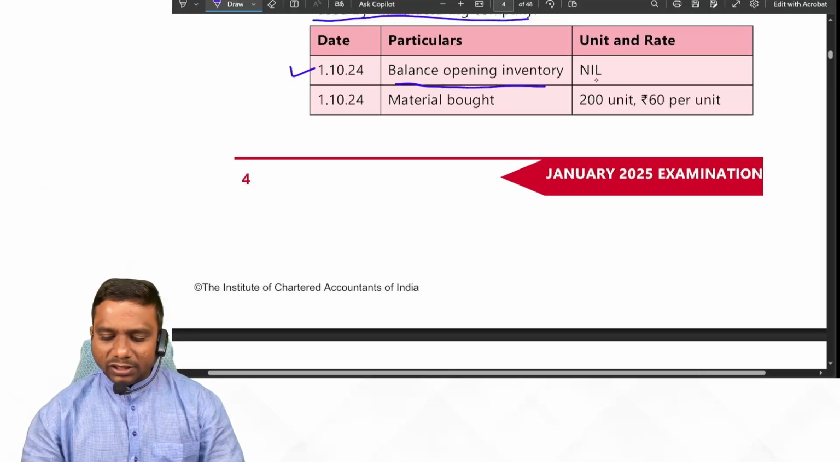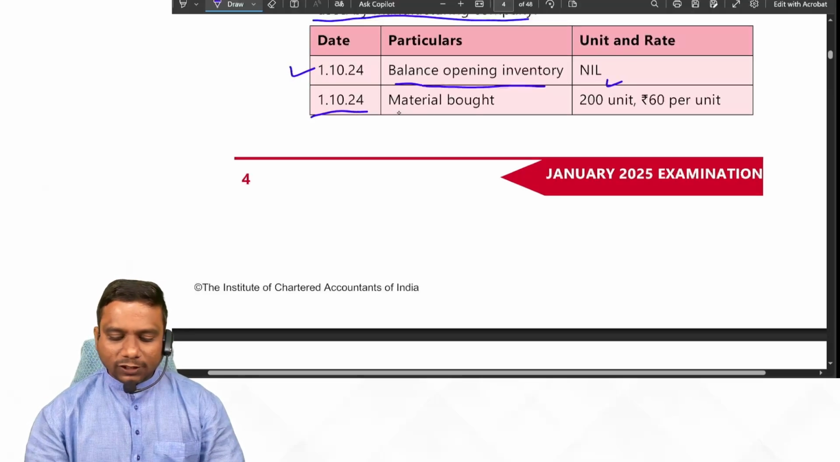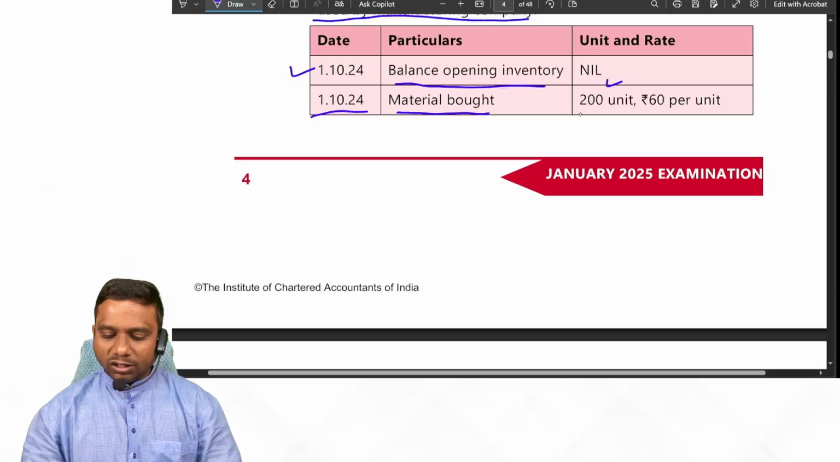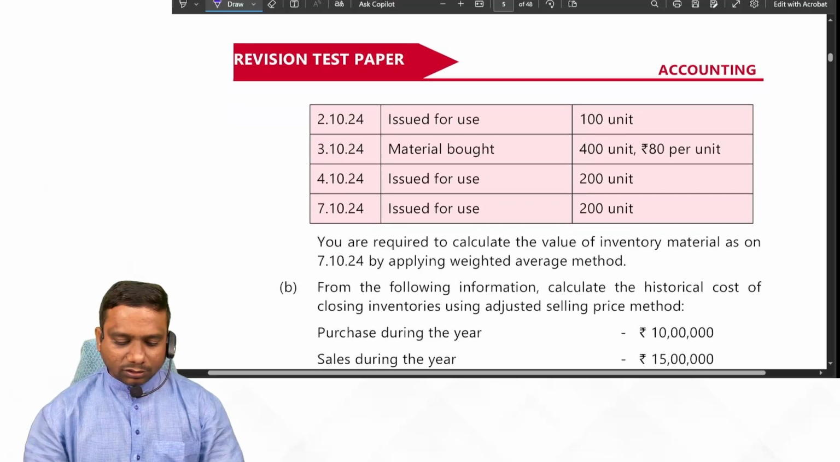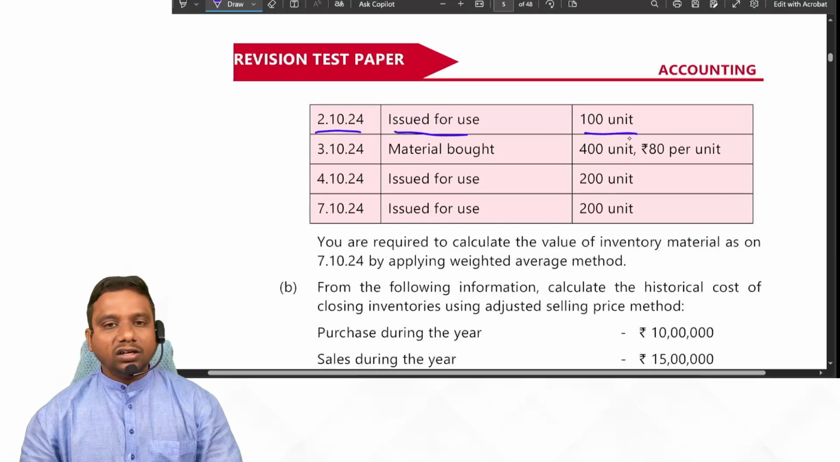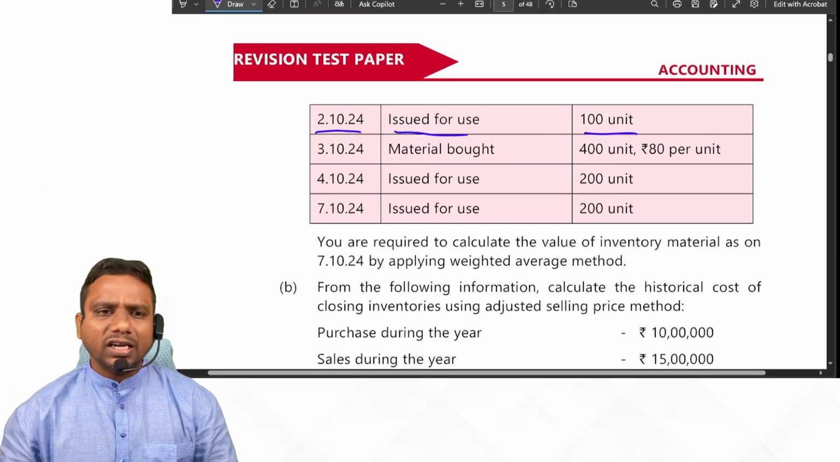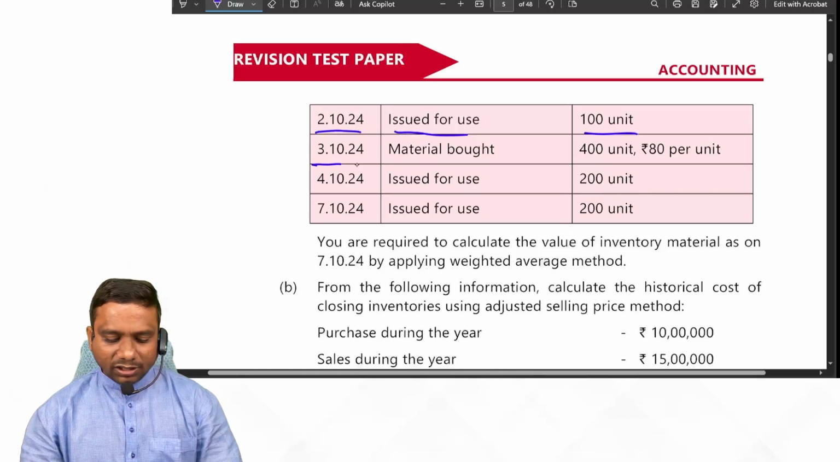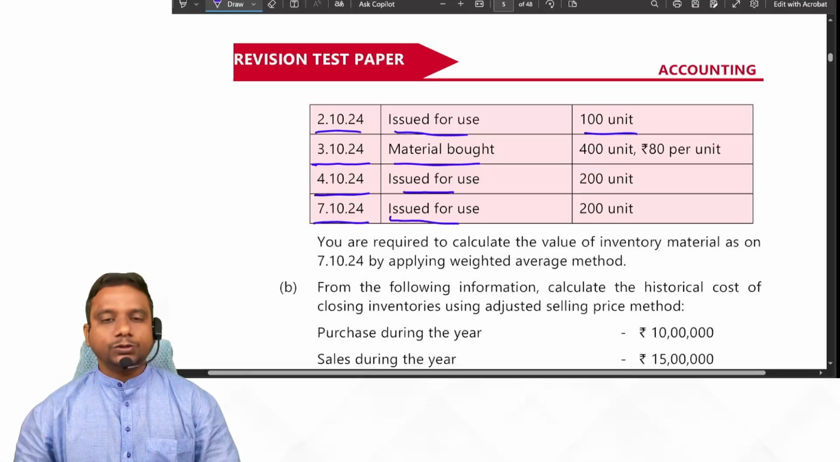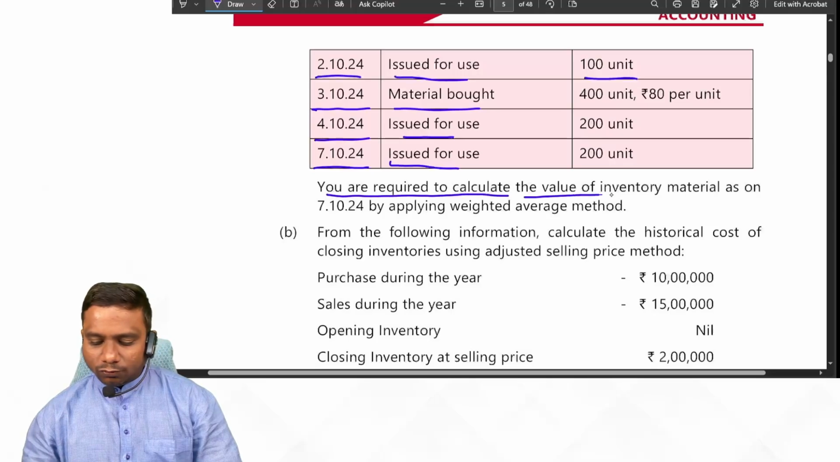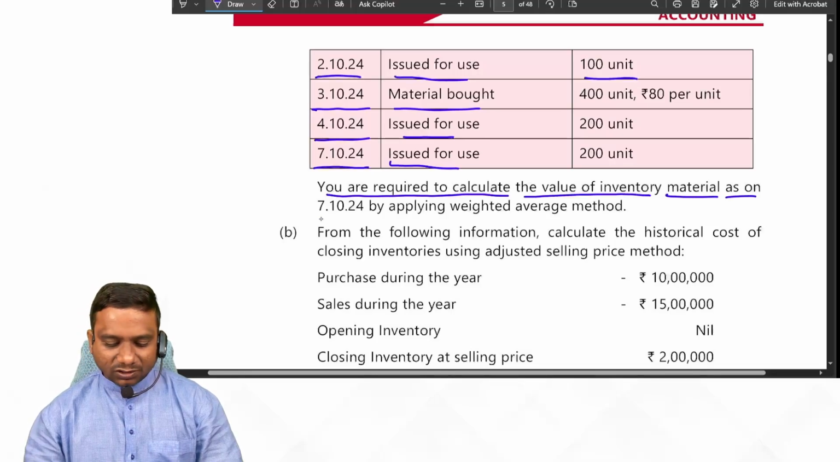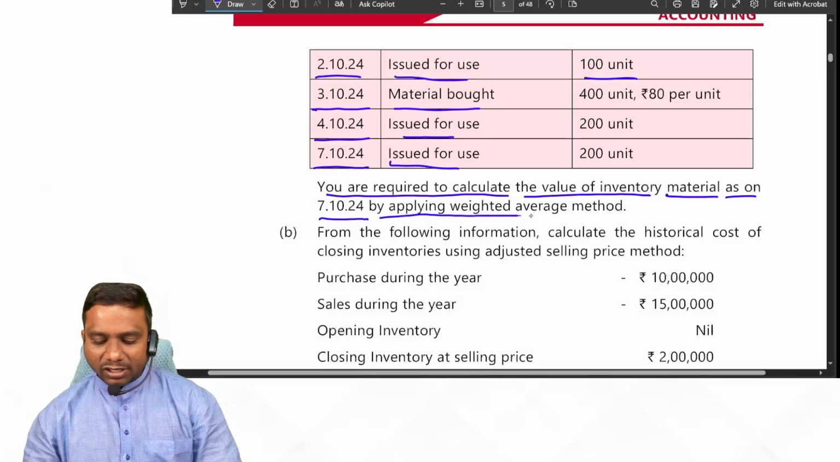1/10/2024 balance, opening inventory. Okay. 1/10/2024 material bought, that means purchases, 200 units at 60 per unit. Next, 2nd October issued for use 100 units. Price they didn't give. We have to apply the price. 3/10/2024 material bought again. 4/10/2024 issues. 7/10/2024 issue. Look at the end: you are required to calculate the value of inventory material as on 7/10/2024 by applying the weighted average method.